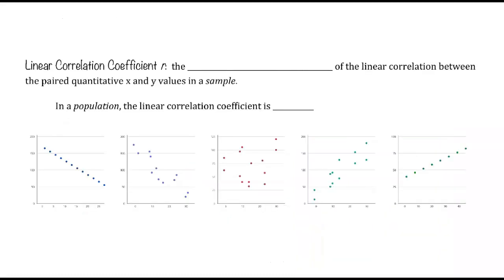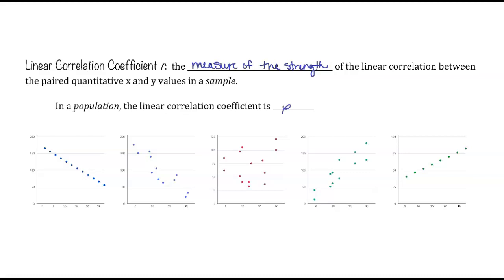So how strong of a pattern does there need to be in order for us to say that there is a linear correlation? How close to being in a straight line do our data values really need to be on the scatter plot? Enter the linear correlation coefficient, r. r is the measure of the strength of the linear correlation between the paired quantitative data x and y values in a sample. If we're working with a population, the linear correlation coefficient is the Greek letter rho.